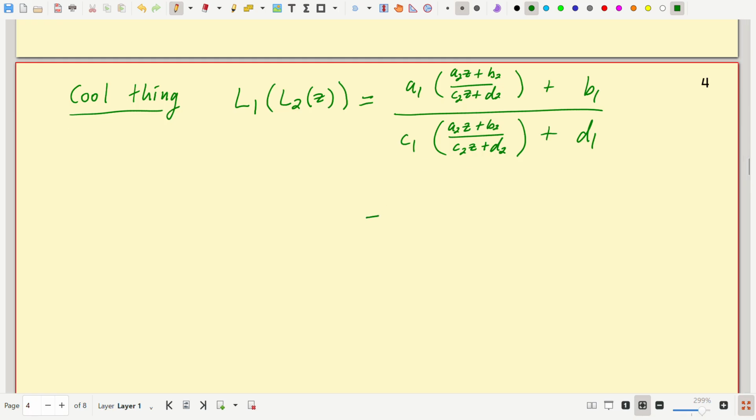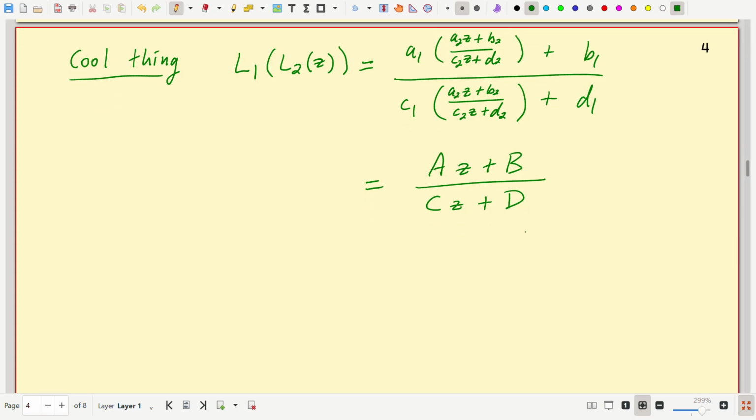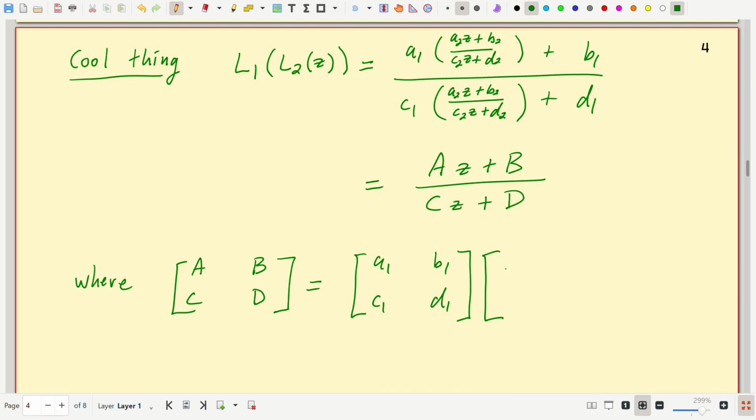This turns out to be capital AZ plus capital B over capital CZ plus capital D, where A, B, C, D is what you get by doing matrix multiplication. I'll spare you writing it out and checking that. Oops, not plus. A2, B2, C2, D2.